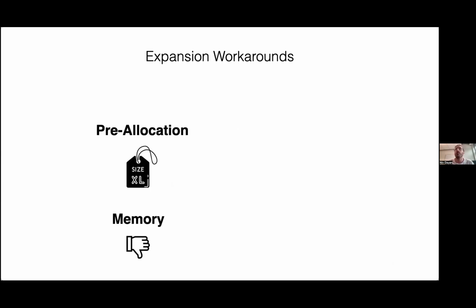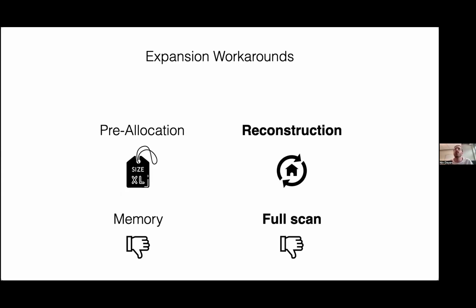Okay, so there are various workarounds to the filter expansion problem. And let's look at a few of them. So one workaround is just to allocate a very, very large filter in advance. But that's not great because that means that we're allocating a lot of memory before we know that we're even going to use all that memory, right? So that's an obvious downside.